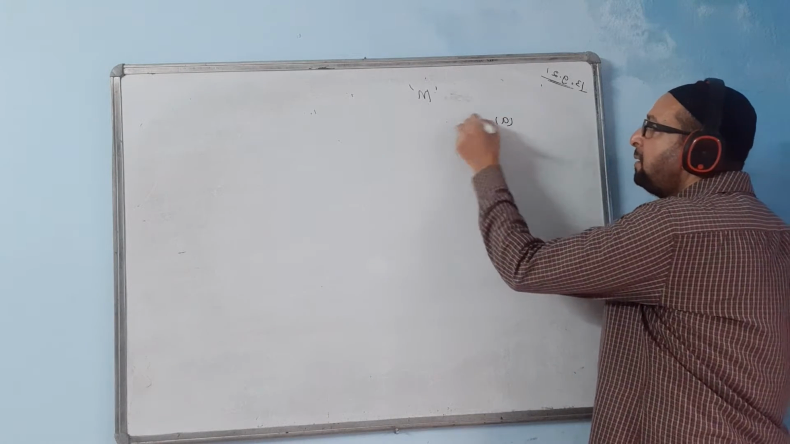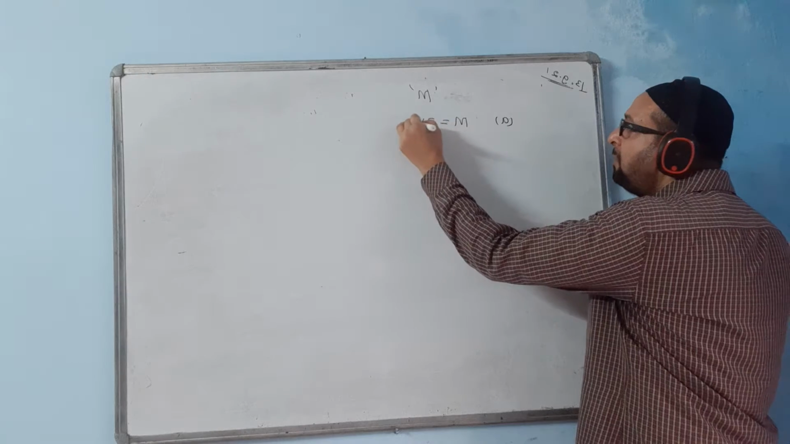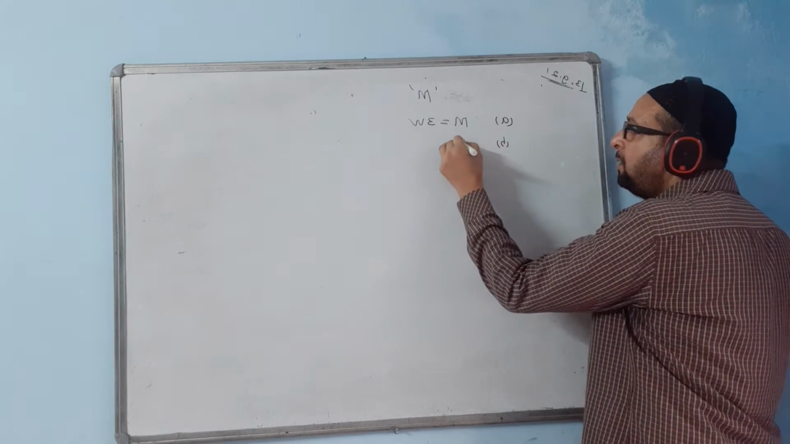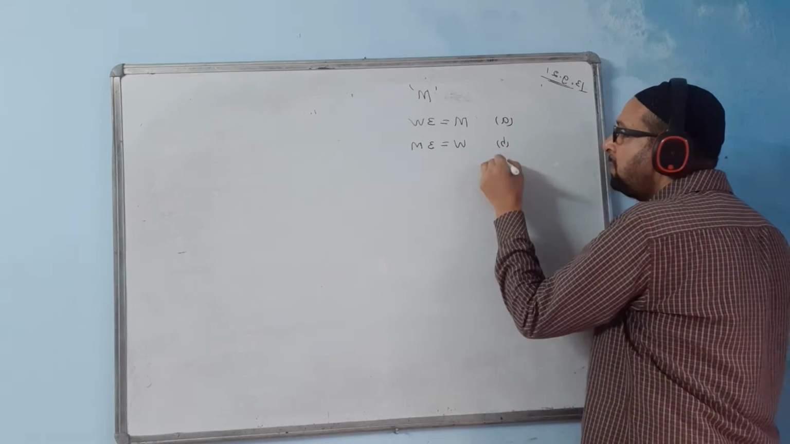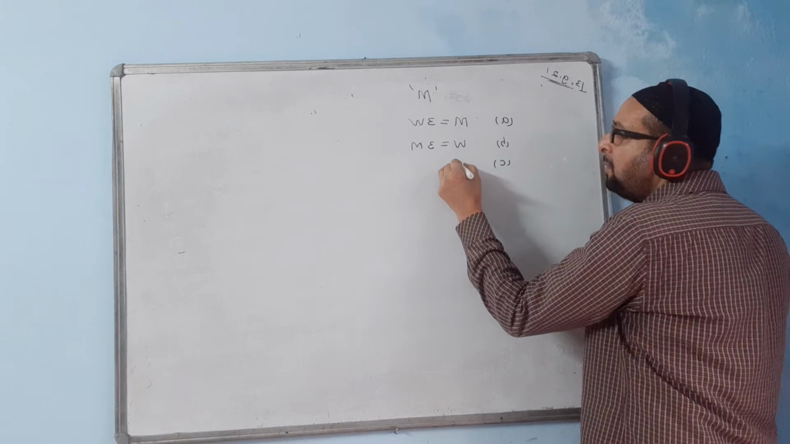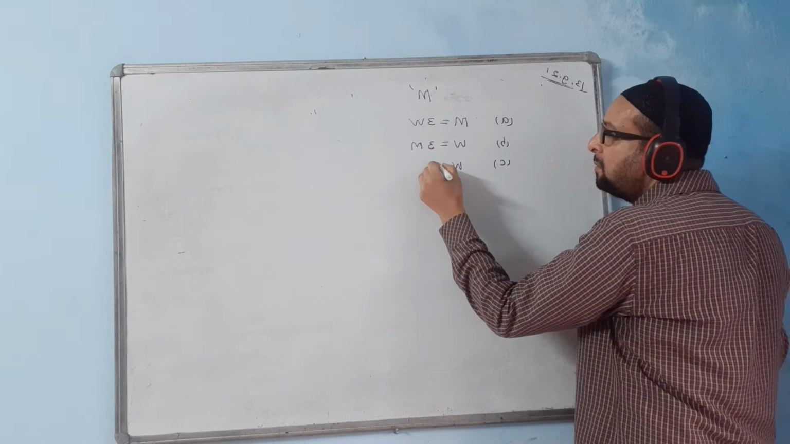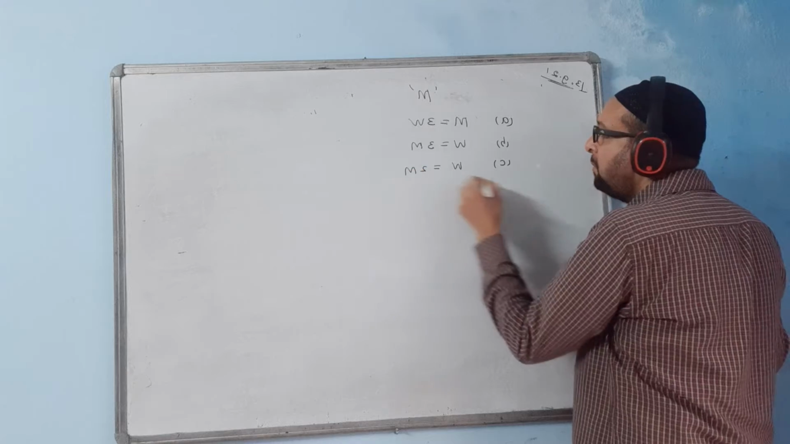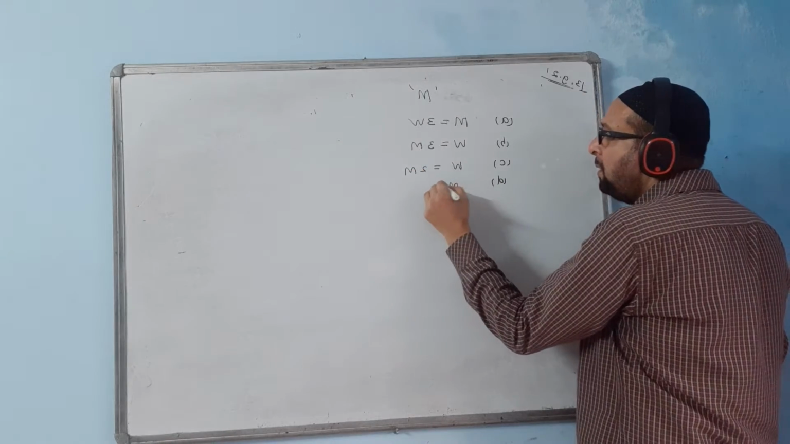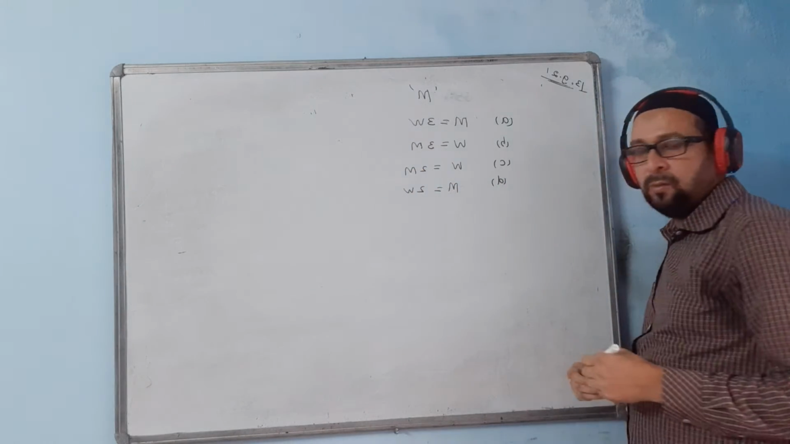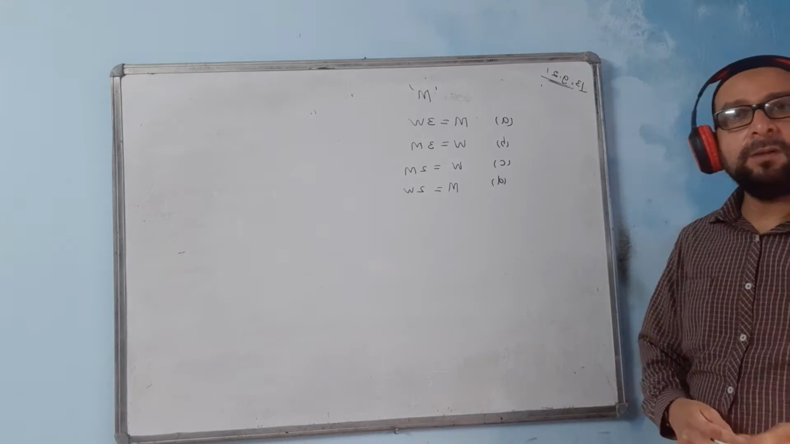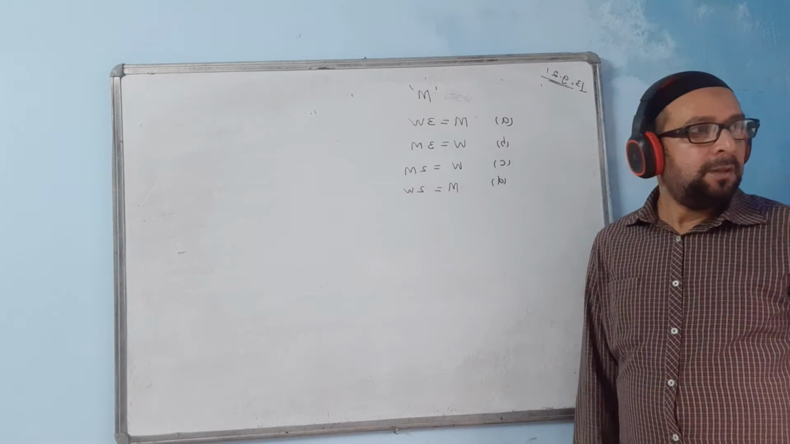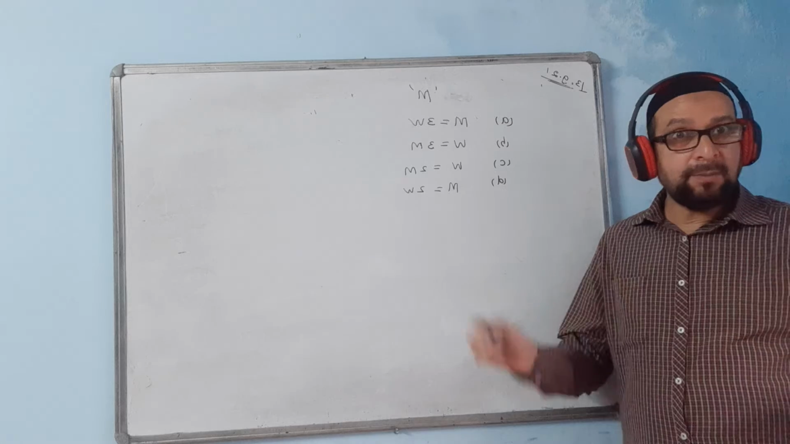Right, first option: W is equal to 3W, second: W is equal to 3M. Option C: W is equal to 2M. Third option: M is equal to 2W. Now let us check which of the answers is correct. So draw a diagram and obtain the answer.